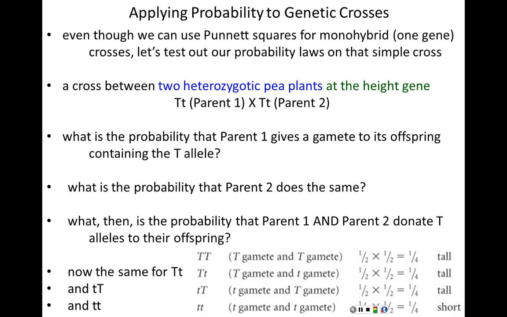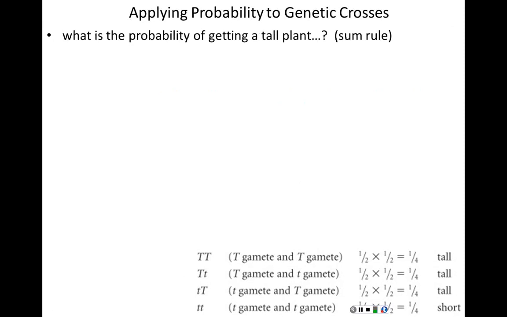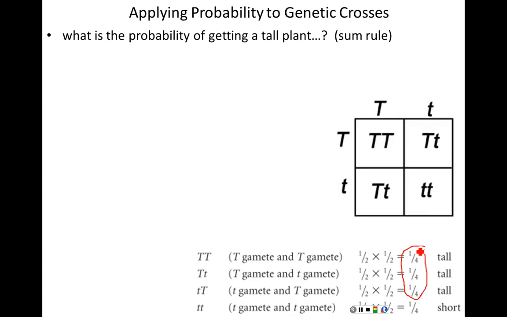But that leaves us 3/4 tall and only 1/4 short. So the question becomes now, what's the probability of getting a tall plant? Well, the tall plant is the sum rule. The other way of saying that is, what's the probability of having this mating and getting the genotypes big T big T, or big T little t, or little t big T. See, we say "or" now because all three of those genotypes give you tall. So when we're dealing with ors, that's 1/4 plus 1/4 plus 1/4, which is 3/4.